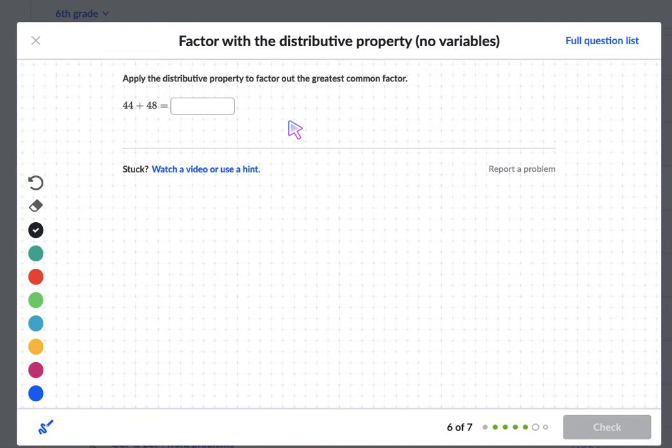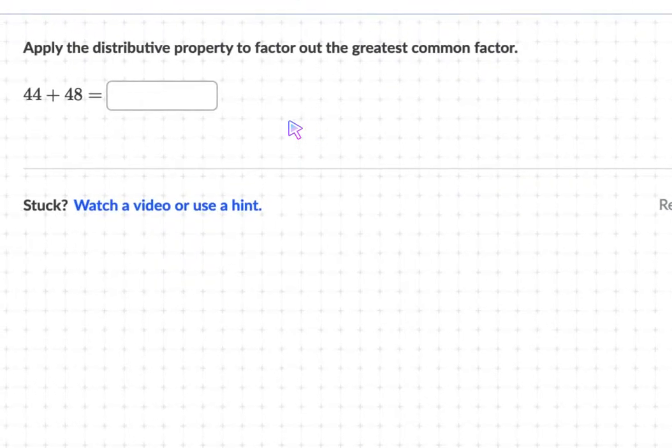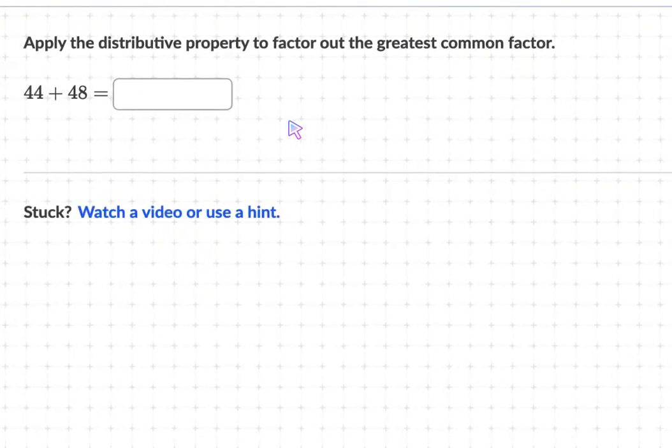Let's try another problem. Try this one now on your own. Apply the distributive property to factor out the greatest common factor, 44 plus 48. Pause the video and try it on your own.